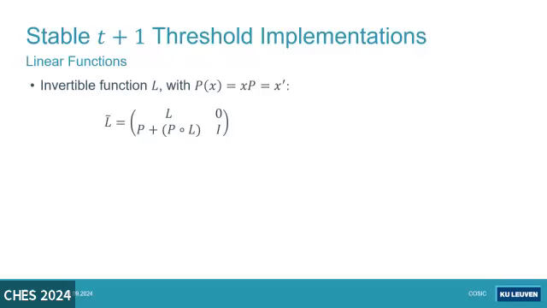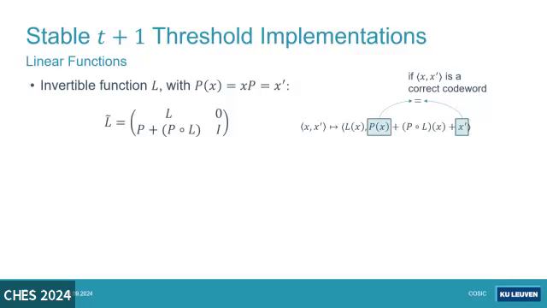So we've seen how we can derive stable encodings of arbitrary functions, and let's see what we can do about t+1 threshold implementations, where t is the degree of the function. First, let's focus on the linear functions. We have an invertible function L, and P is the matrix with which we compute the parity bits. The following construction is stable, and it's also correct. How do we know it? We can translate it to this.